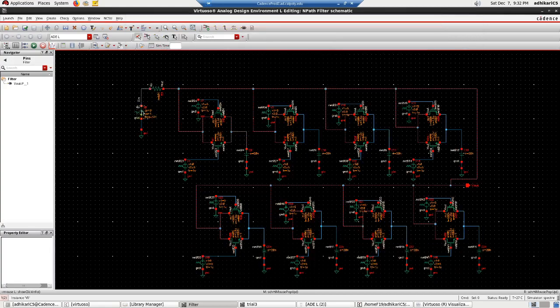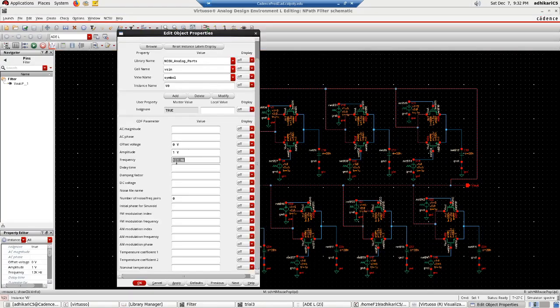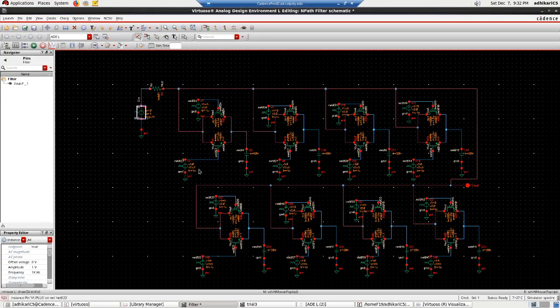But at lower frequencies like 1 kilohertz, or whatever you set, between 1 to 10 kHz, whatever input and clock frequencies you set, it works as expected. And yeah, that's the overall circuit.